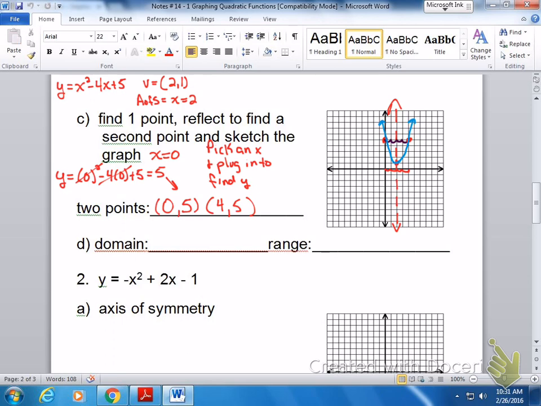Now the last thing we have to do is find domain and range. You need to remember that domain are the x values, or the left to right. If domain's the x values, then range must be the y values, which is bottom to top.